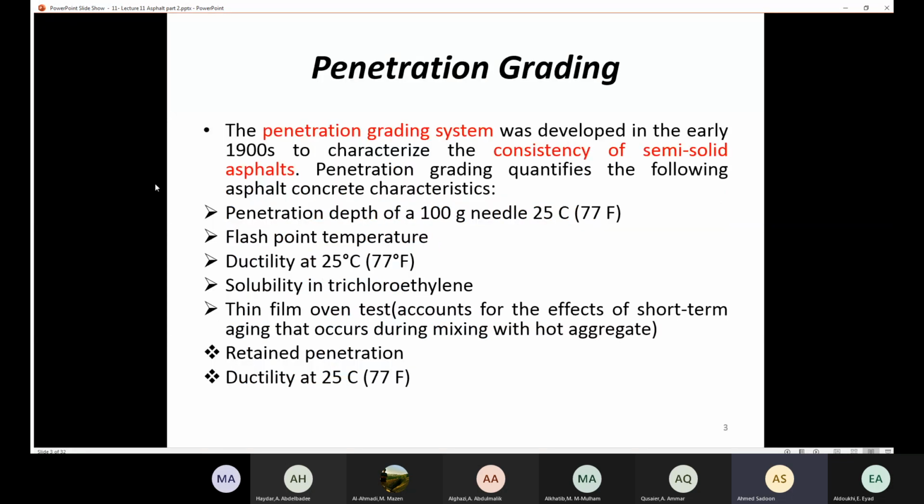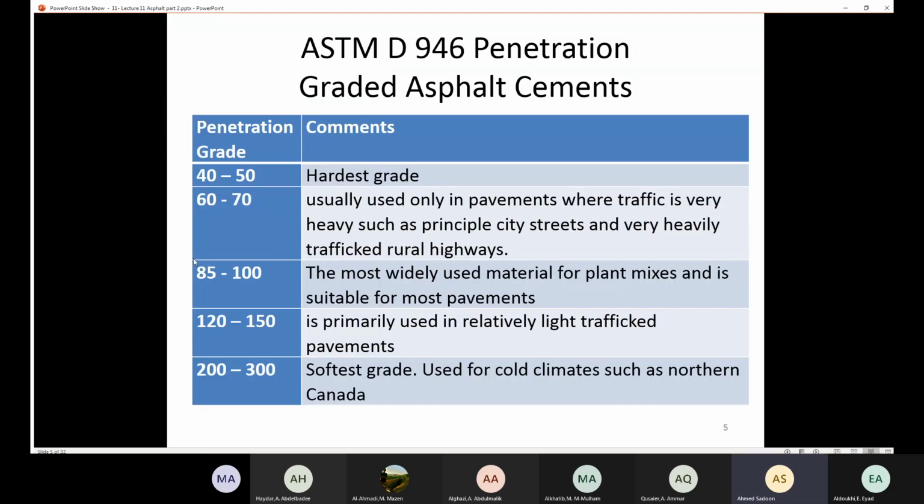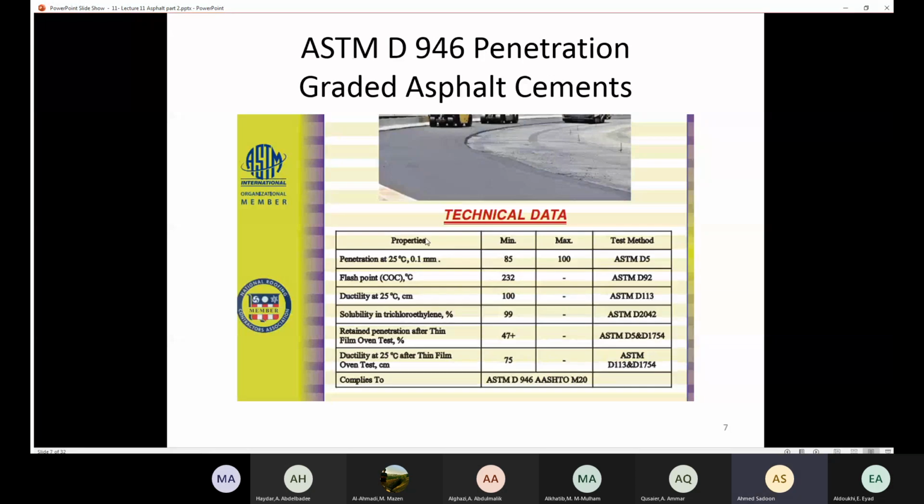We said that we have this criteria in order to classify the asphalt binder, and we talked about the requirements and what it's used for. If the cement binder is classified as 60/70, then what is it going to be used for? And we talked about the local companies through which you can buy the asphalt cement or the bitumen. Also, they have the specification for their asphalt binder.